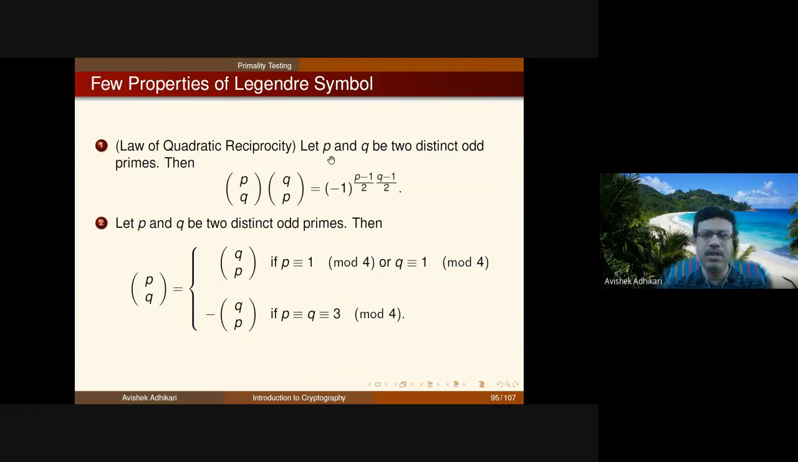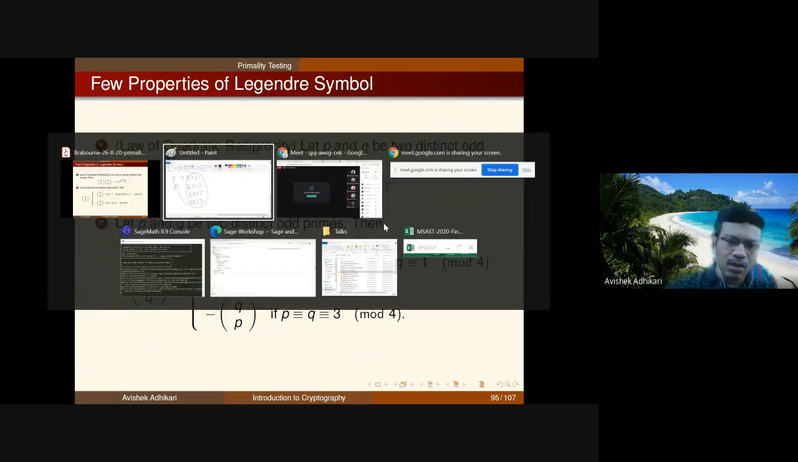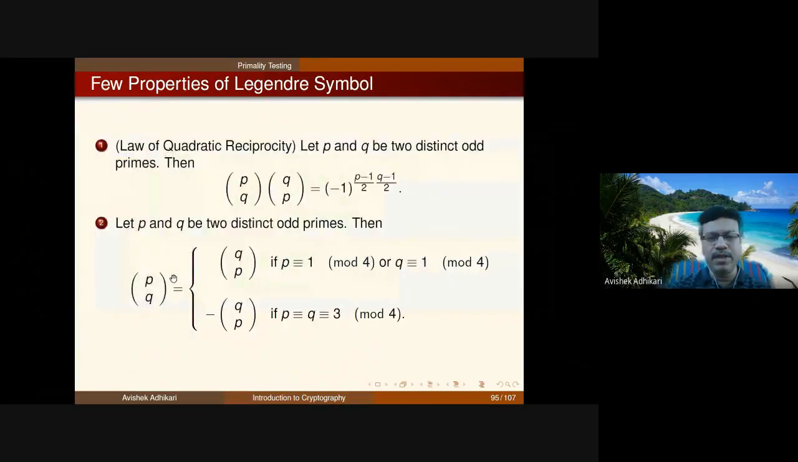So here, what it says is, if p and q are two distinct odd primes, note that they should be distinct odd primes, then this value (p/q) and (q/p) is nothing but minus 1 to the power (p minus 1) by 2 into (q minus 1) by 2. That means, or it can be simplified in that way, the value of (p/q) is the same as, I have just reversed it, (q/p).